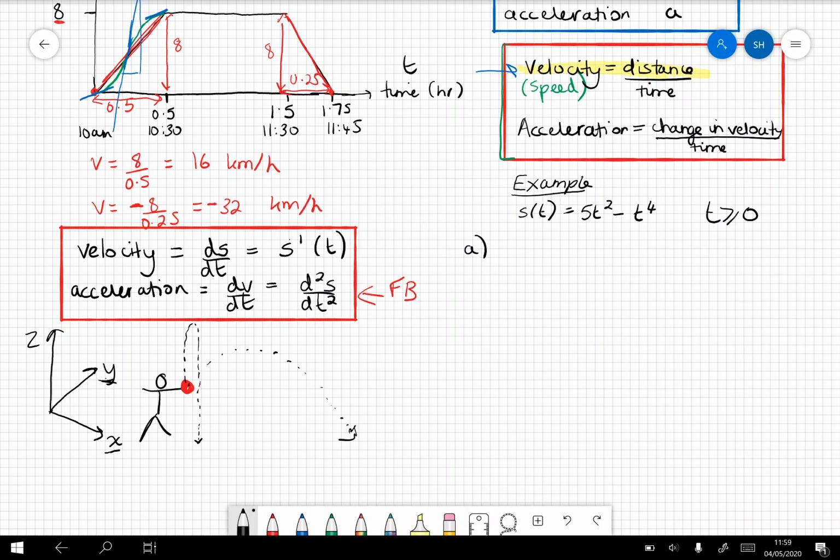It doesn't really fit. And then the first thing it asks me is to find the position, velocity and acceleration of the particle after 1 second. So we want position at time 1. And that part's simple. We're just going to put 1 into this equation and we get 4.